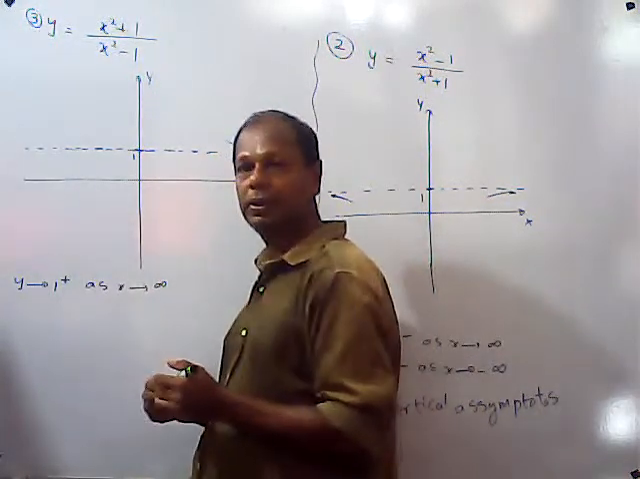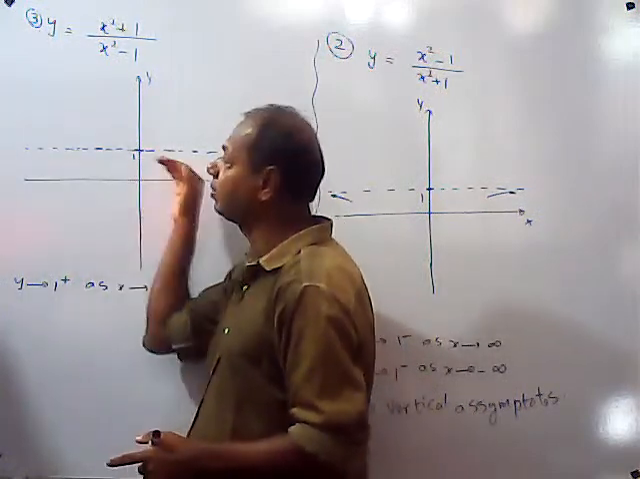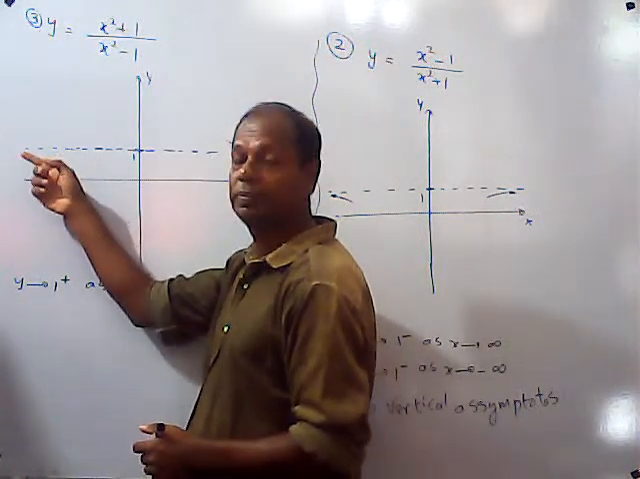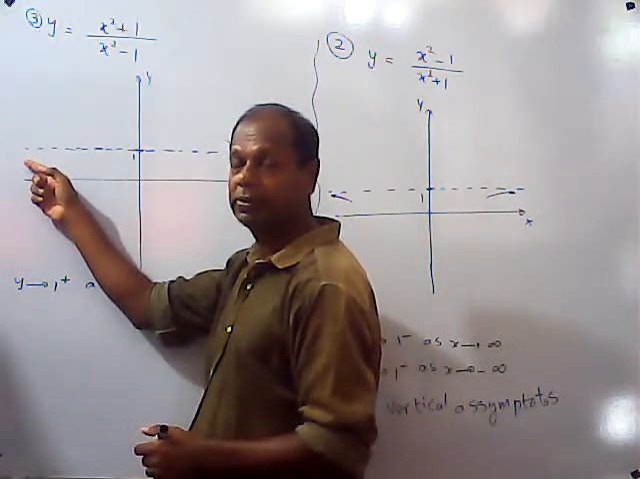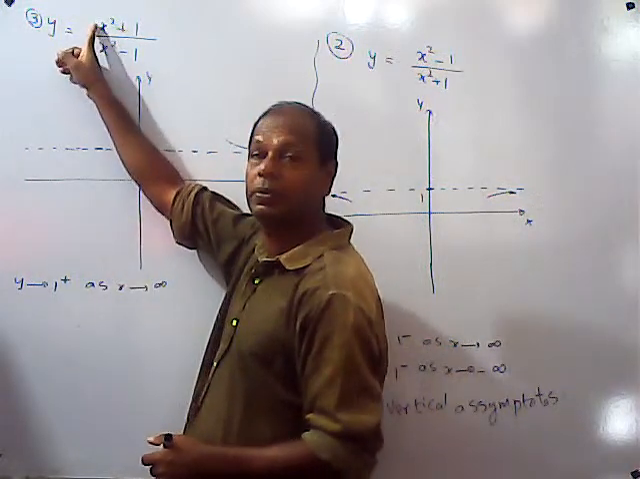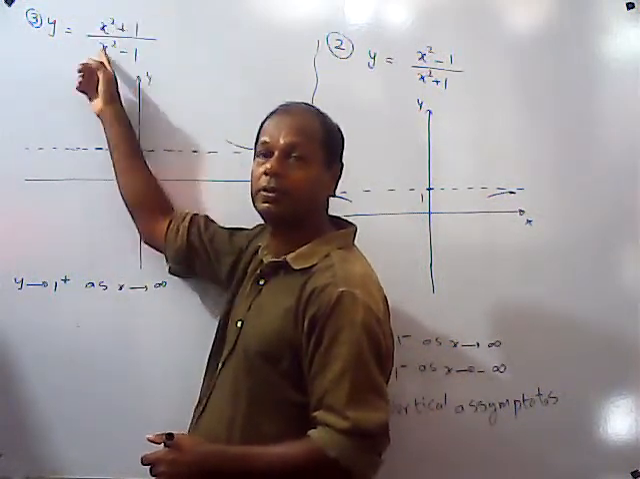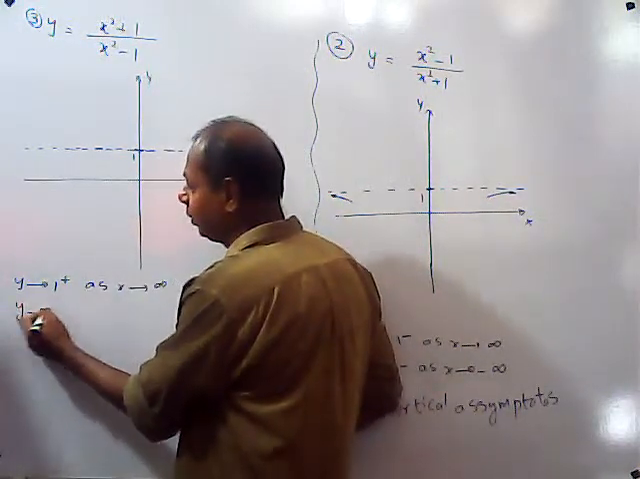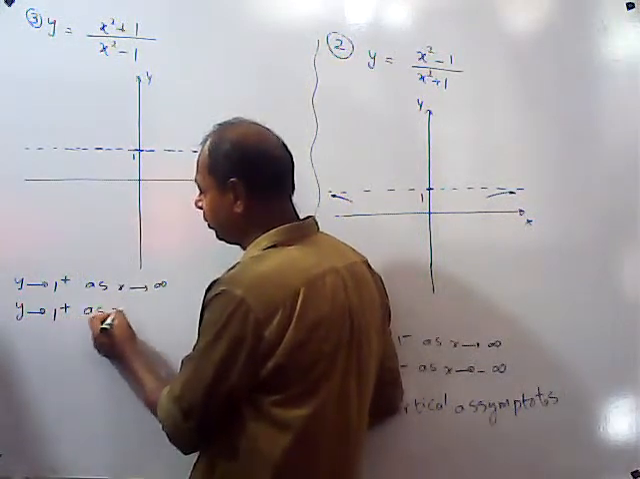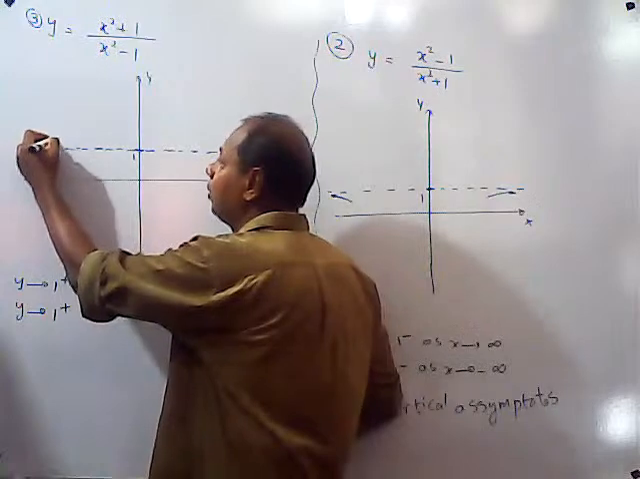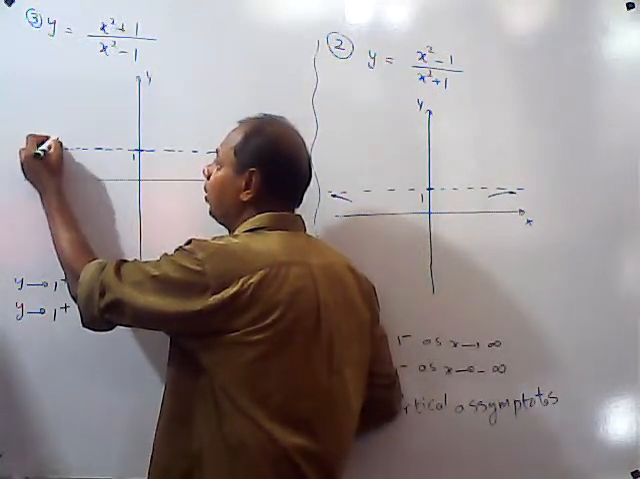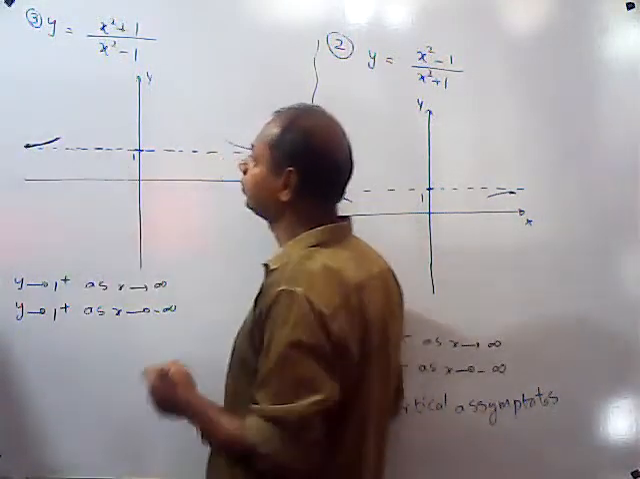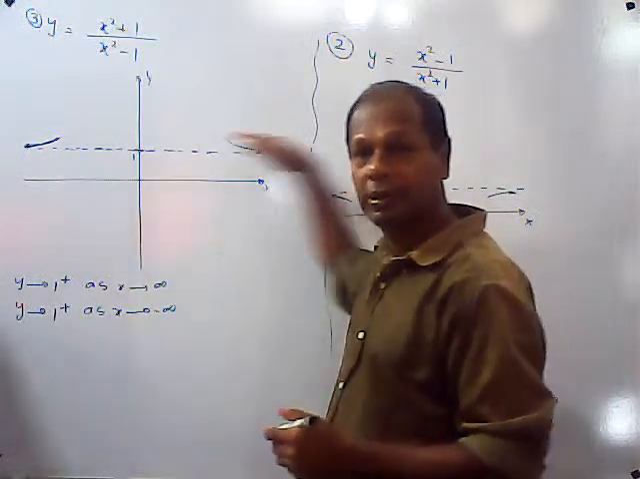Then to see whether it goes to 1 from above or below as x goes to negative infinity, you apply some big negative value like minus 100. So still it will give 100 squared plus 1 over 100 squared minus 1, greater than 1. Still it is 1 plus, so as x goes to negative infinity, y will go to 1 from above. So that's the horizontal asymptote.